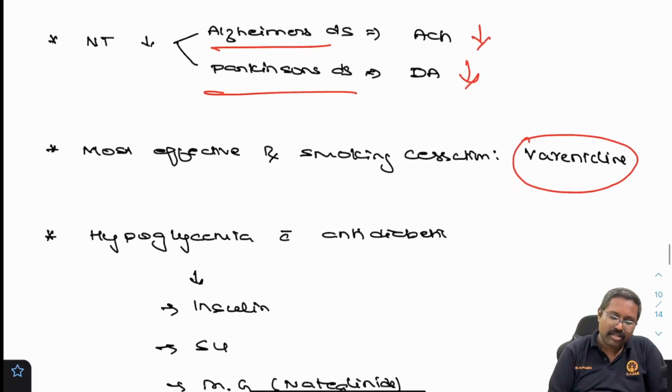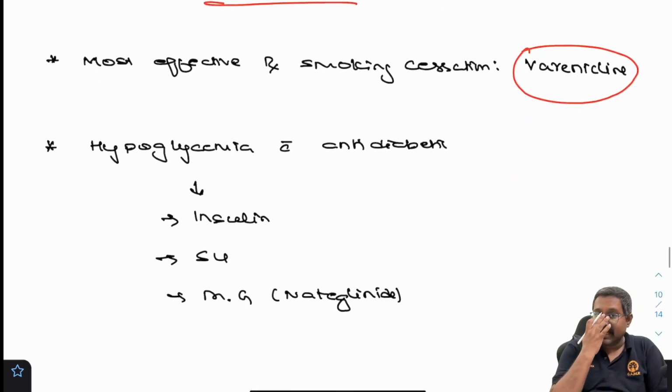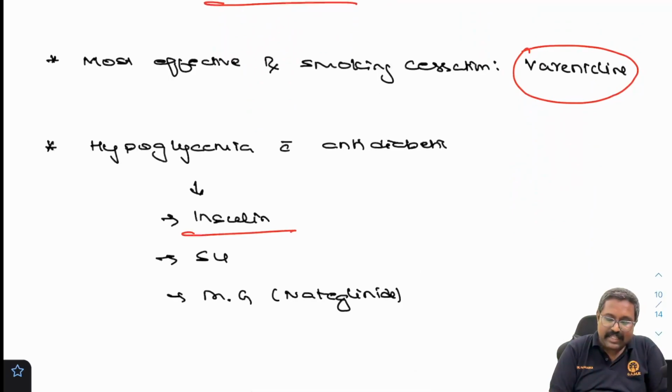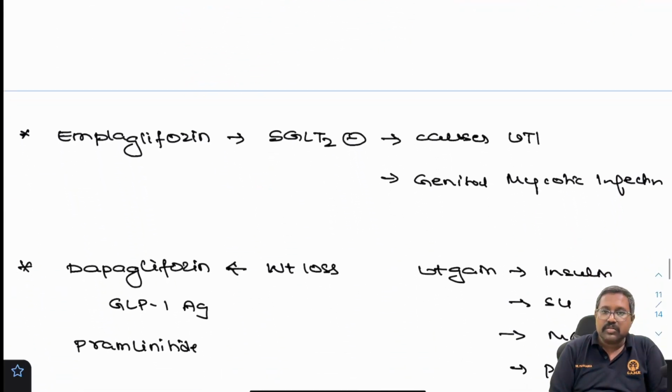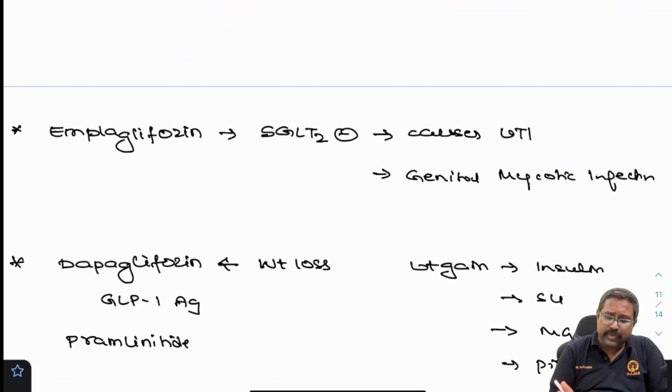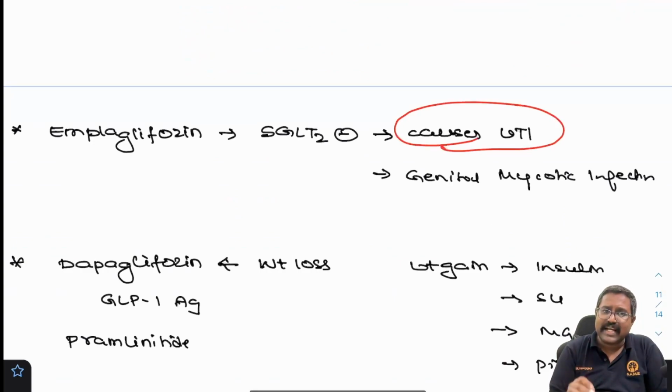So which is the most effective drug for smoking cessation? It is varenicline. So hypoglycemia and anti-diabetes. So hypoglycemia are associated more commonly with the insulin, sulfonylureas like glipizide, glimepiride, etc., and meglitinides. Example is nateglinide.